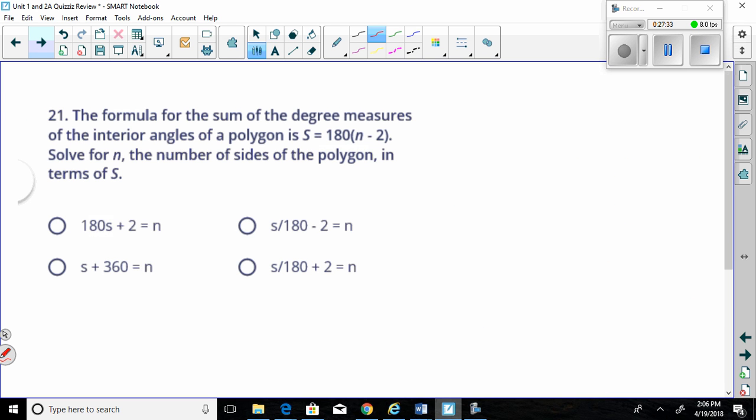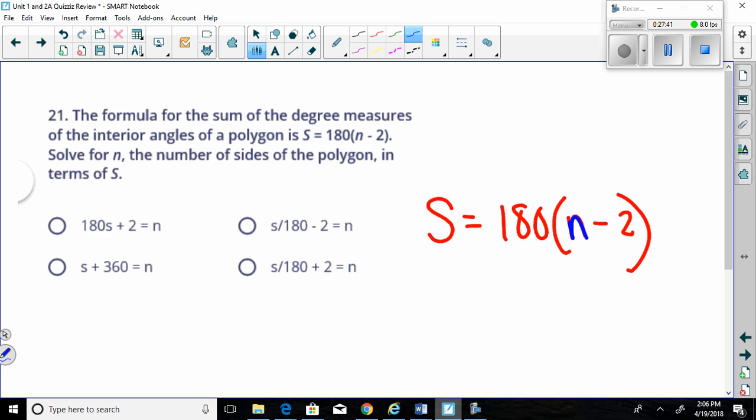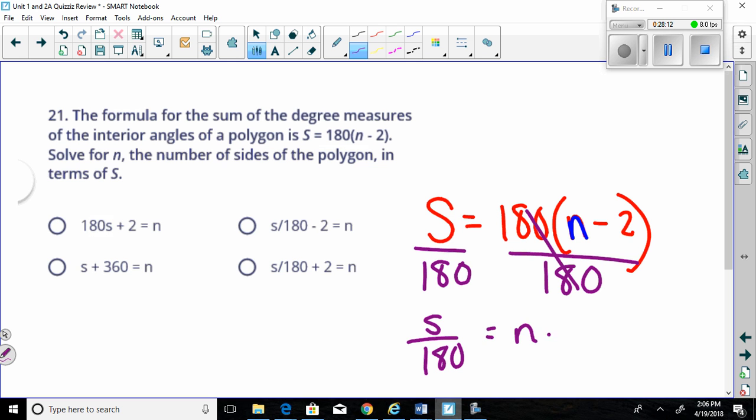So this is a literal equation. I have s equals 180 times n minus 2. And they want me to get what letter by itself? n, right? First, you can sit there and distribute 180, but it's the only thing going on here, and it's going to just add an extra step. So see how there's nothing after this here? How do I get rid of this 180? What's the opposite of multiplying? I could just divide 180 out if it's the only thing going on. If you distributed, you would get the same answer, you would just have to reduce instead. So you get s over 180 equals n minus 2.